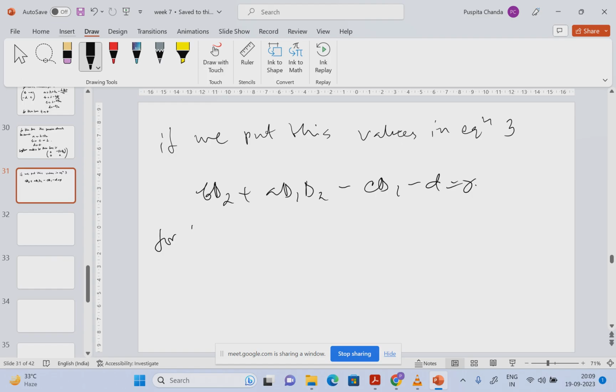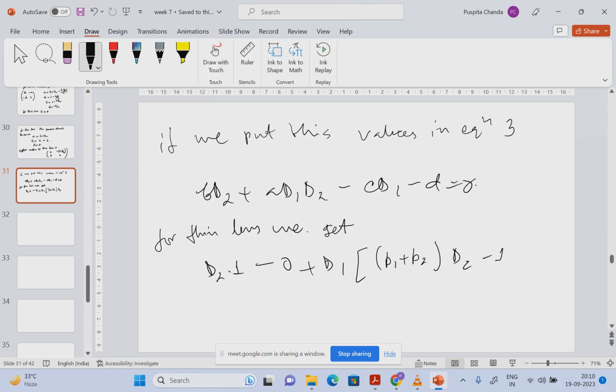For thin lens, we get D2 into 1 plus, okay, sorry, minus 0 plus D1, D1 plus B2, D2 minus 1. After simplifying, we get 1 by D1 minus 1 by D2 minus 1 by D1 is equal to D1 minus 1.